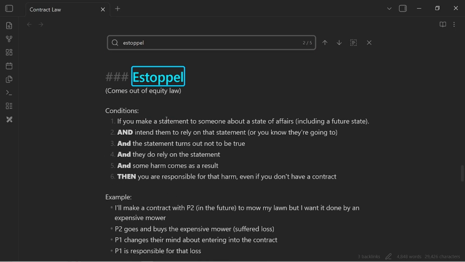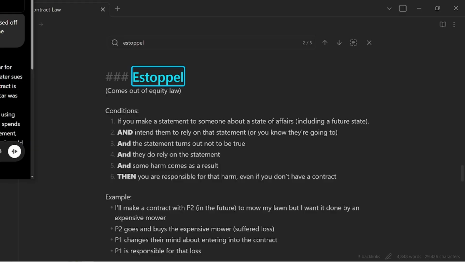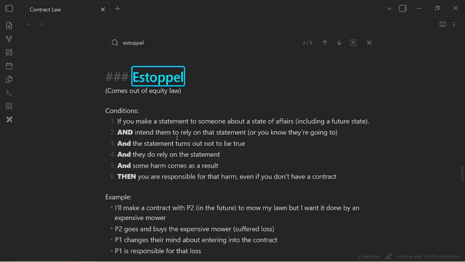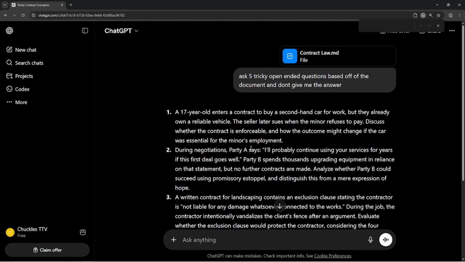Okay. So you make a statement to someone about a state of affairs, including future state. So party A made a statement about a state of affairs. Would this count as that? I guess the state of affairs is them continuing to use the services, right? So that's a future state of affairs, okay? And intend them to rely on that statement, or you know they're going to. I mean, that seems pretty fair that party A would intend for them to rely on it. Because why else would you make it, right?